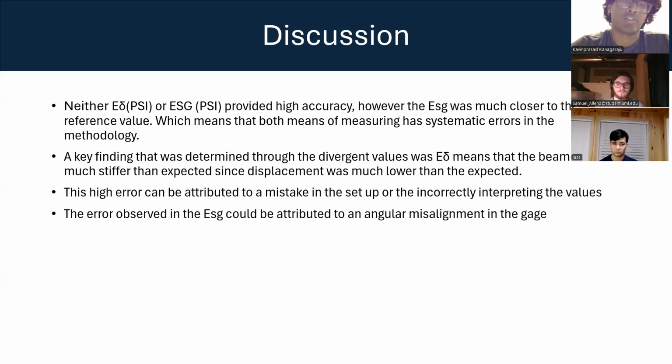A key finding was determined through the divergent values of Young's modulus strain, which was that the beam was much stiffer than expected since displacement was much lower than expected, which is what gave the high error. This high error can be attributed to a mistake in the setup or incorrectly interpreting the values that we measured. The error observed in Young's modulus strain gauge can be attributed to an angular misalignment in the gauge setup.